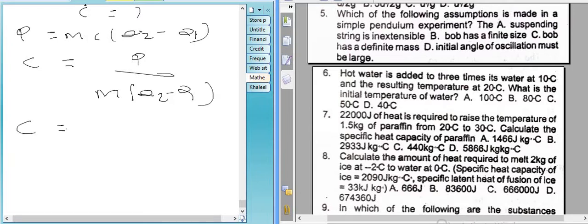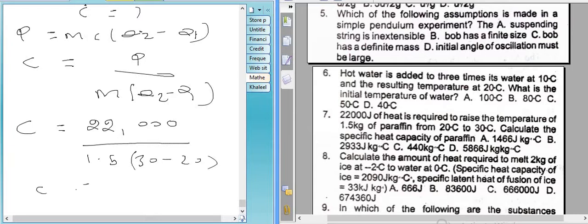So let us substitute the values. Here we have 22,000 all over the mass, which is 1.5, into 30 minus 20. By simplification, this is going to be equal to 1466 joule per kilogram per Kelvin. So the correct option is option A.